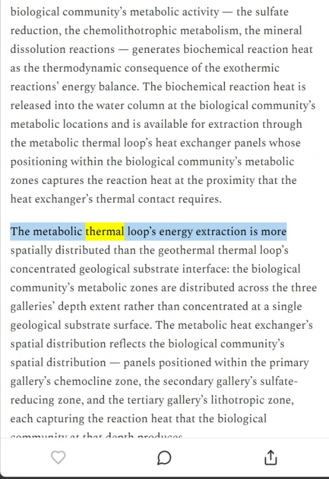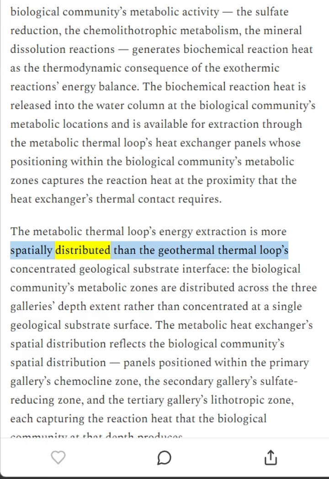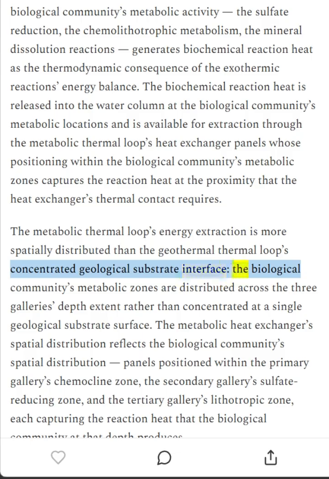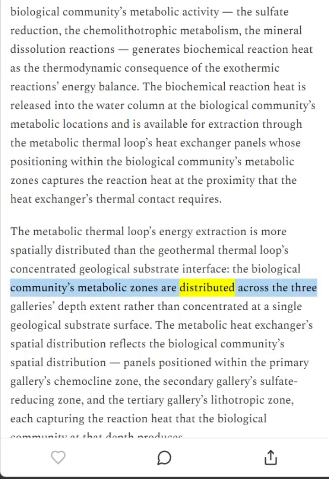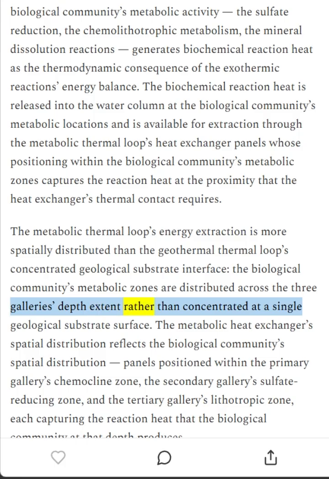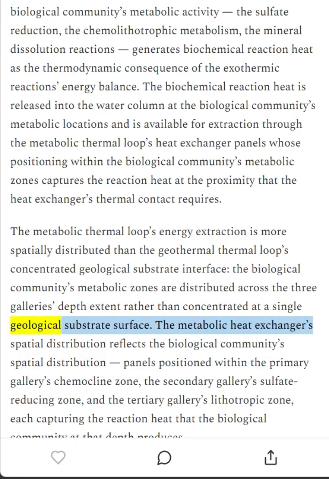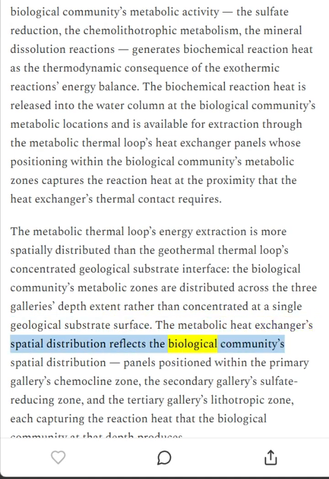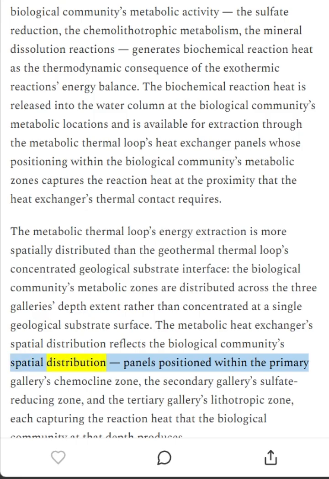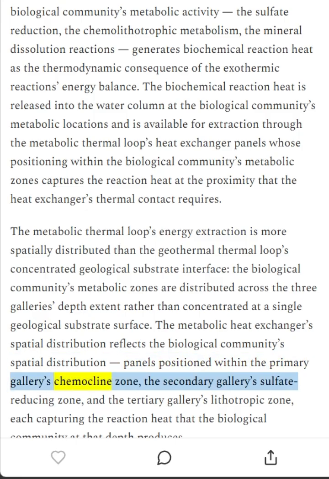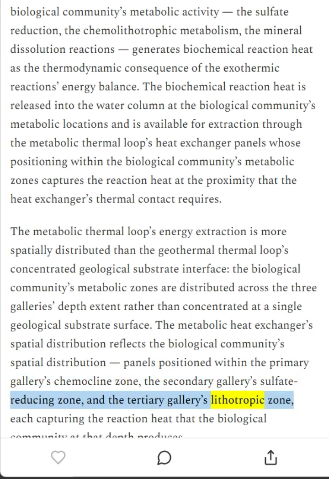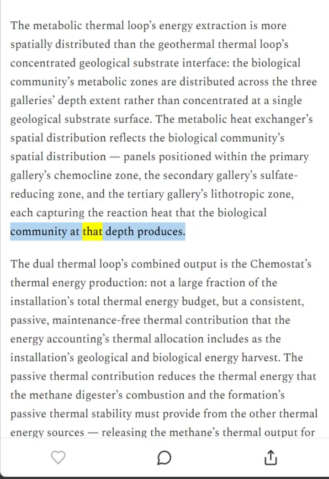The metabolic thermal loop's energy extraction is more spatially distributed than the geothermal thermal loop's concentrated geological substrate interface. The biological community's metabolic zones are distributed across the three galleries' depth extent rather than concentrated at a single geological substrate surface. The metabolic heat exchanger's spatial distribution reflects the biological community's spatial distribution. Panels are positioned within the primary gallery's chemocline zone, the secondary gallery's sulfate-reducing zone, and the tertiary gallery's lithotrophic zone, each capturing the reaction heat that the biological community at that depth produces.